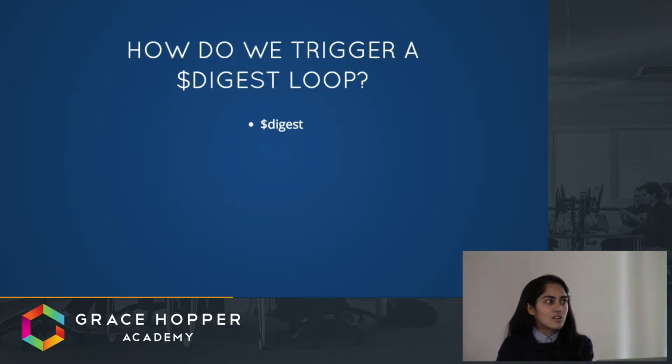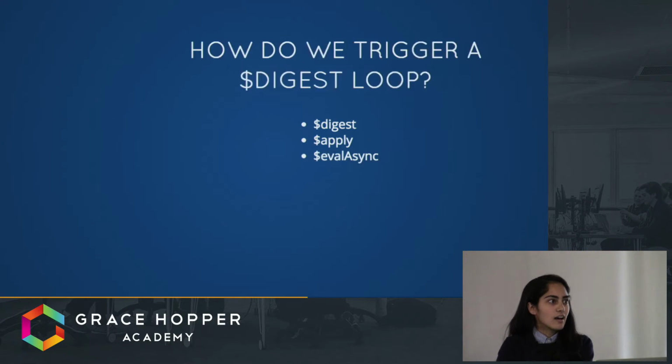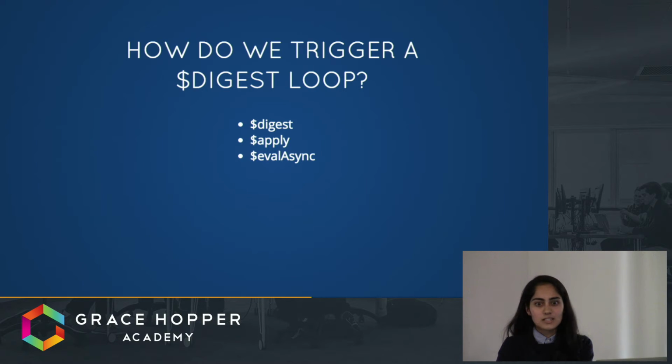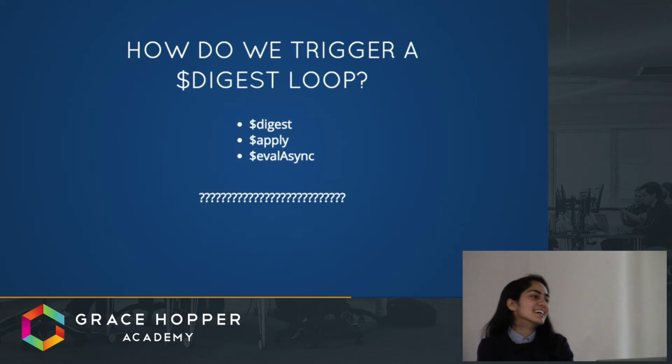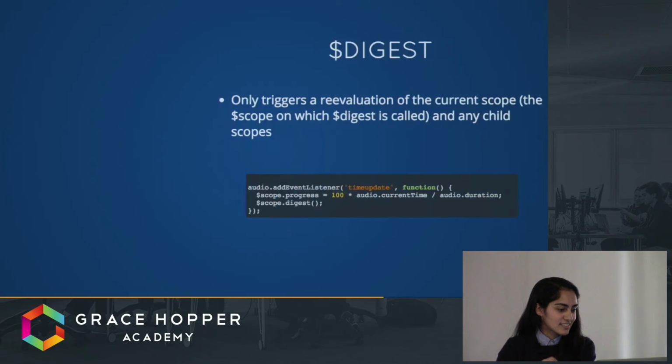All right. So there's digest, obviously. And then there's also apply. And I think we used eval async once. So which one do we use? Basically, you can use any of these. They all do very similar things, but slightly different.